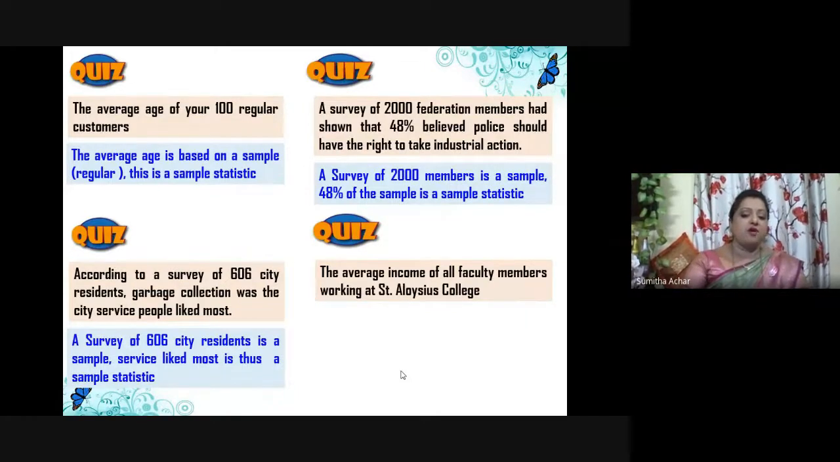Now, average income of all faculty members working at St. Aloysius College, what is it?